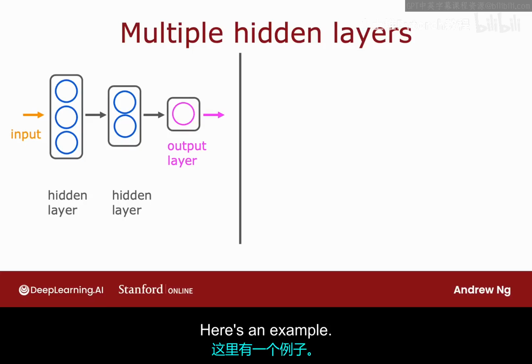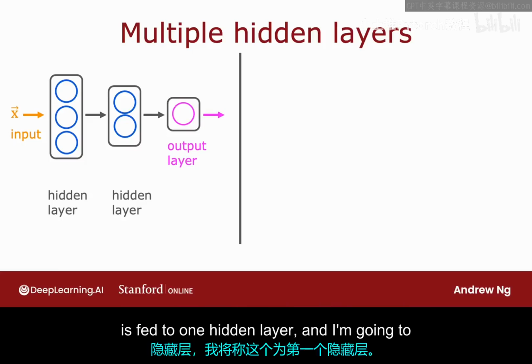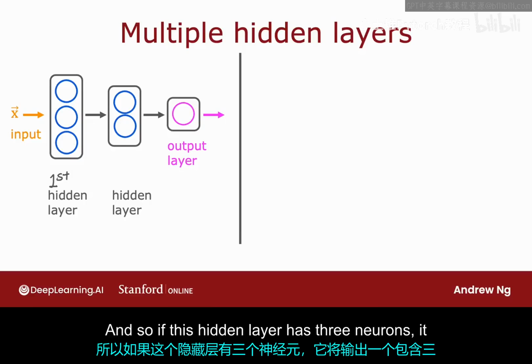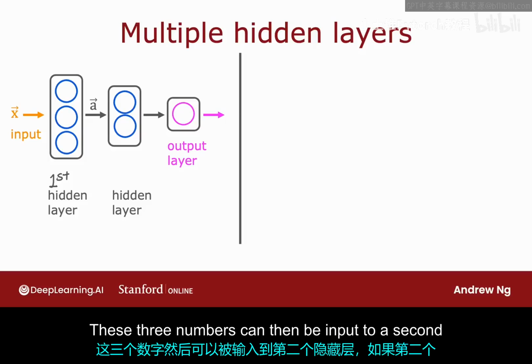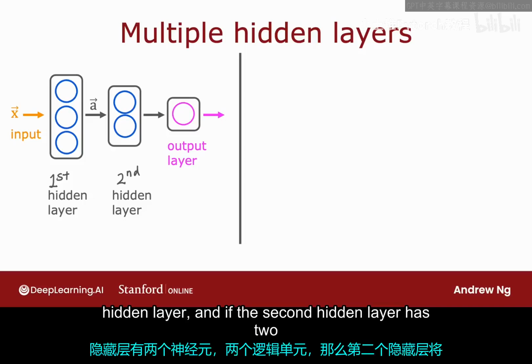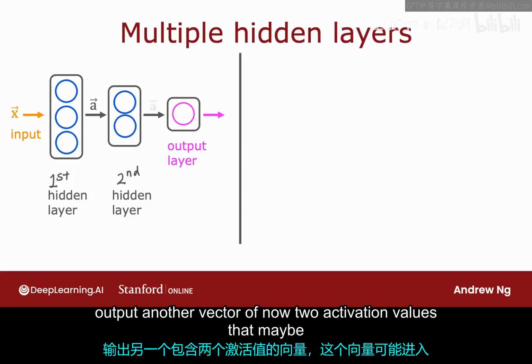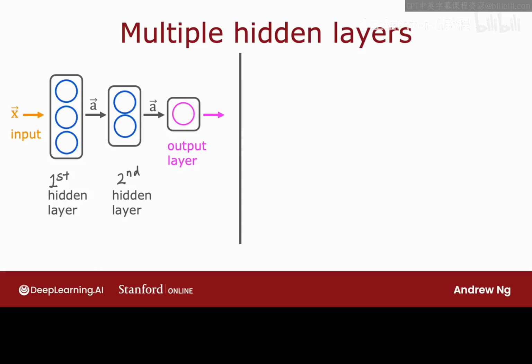Let's take a look at some other examples of neural networks, specifically examples with more than one hidden layer. Here's an example. This neural network has an input feature vector X that is fed to one hidden layer, and I'm going to call this the first hidden layer. If this hidden layer has 3 neurons, it will output a vector of 3 activation values. These 3 numbers can then be input to a second hidden layer. And if this second hidden layer has 2 neurons, 2 logistic units, then it will output another vector of 2 activation values that maybe goes to the output layer that then outputs the neural network's final prediction.